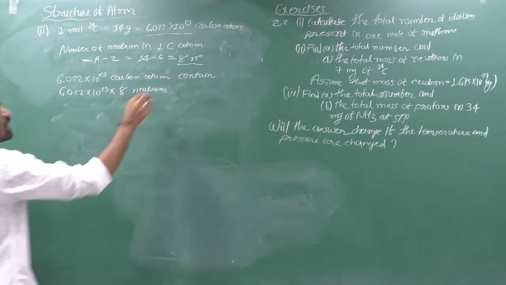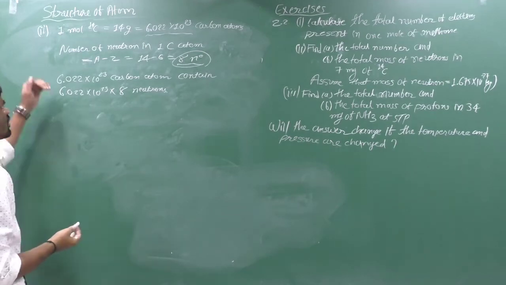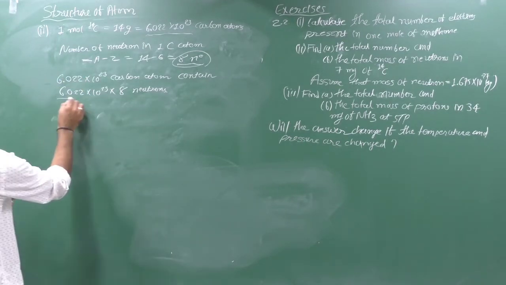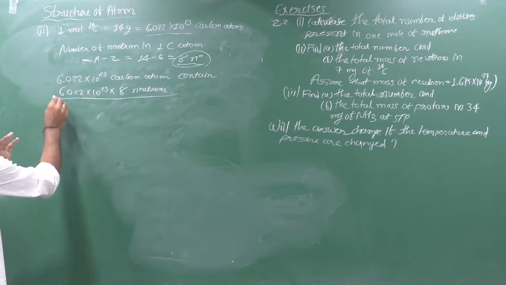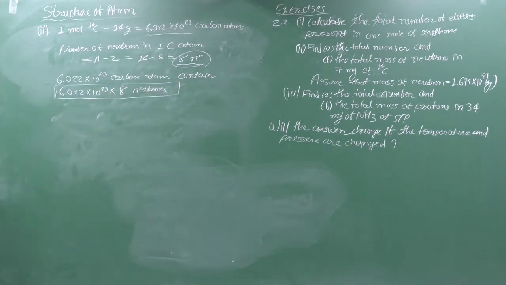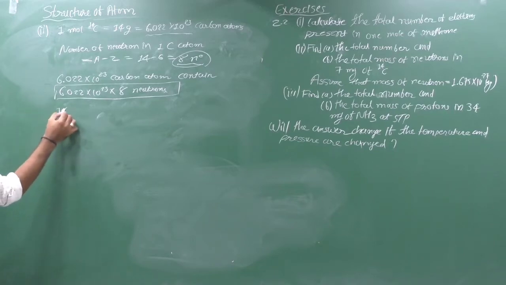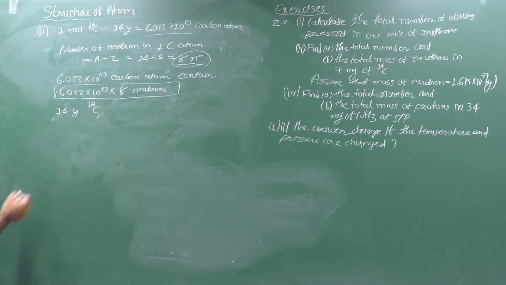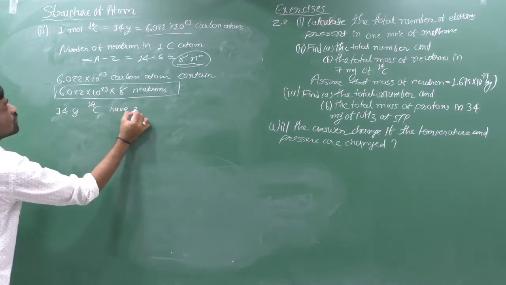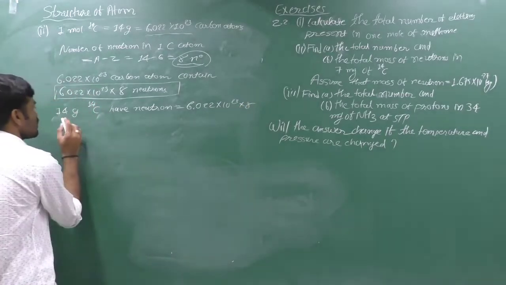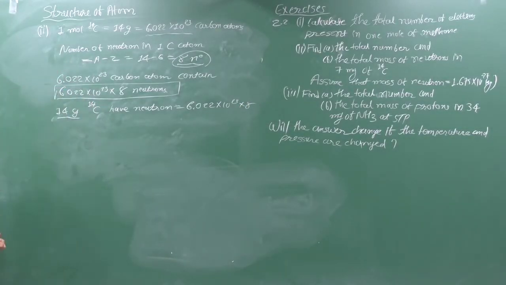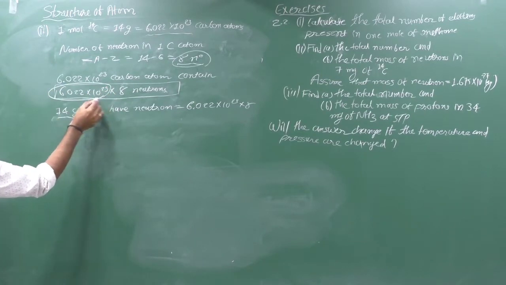Very simple. If 1 carbon atom has 8 neutrons, then 1 mole, meaning 6.022 into 10 raised to 23, will have this many neutrons. We got the number of neutrons in 1 mole of carbon 14. It is like that. Now, what have we been asked? We have not been asked for 1 mole, we have been asked for 7 milligram. Yes or no? Yes. Now we can say that 14 gram carbon 14 has neutrons equal to 6.022 into 10 raised to 23 into 8, because 14 gram means 1 mole. It is 1 mole. Yes or no?